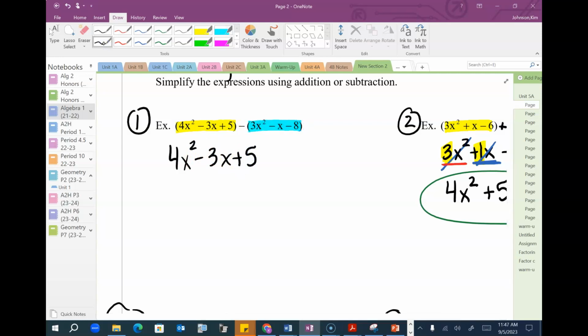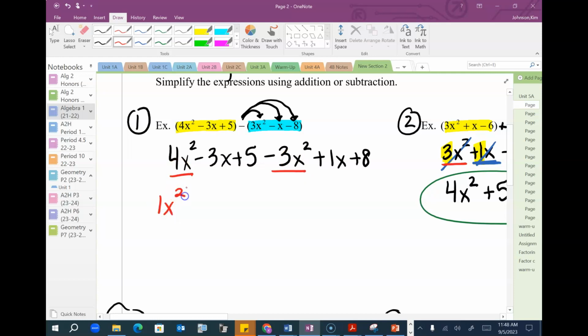So what I personally like to do is I like to distribute that negative sign. So I do negative 1 times 3x squared makes negative 3x squared. Negative 1 times negative 1x makes positive 1x. And negative 1 times negative 8 makes positive 8. Then this becomes just a traditional combining like terms problem. So I add 4x squared plus negative 3x squared, or I can think of that as 4x squared minus 3x squared, which makes 1x squared.